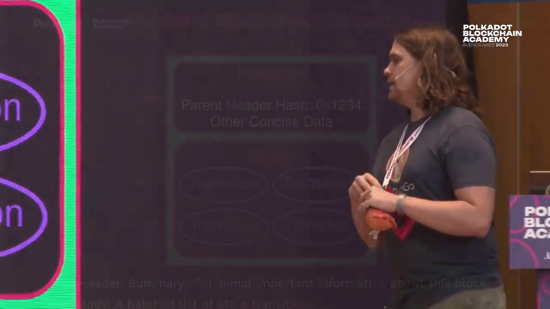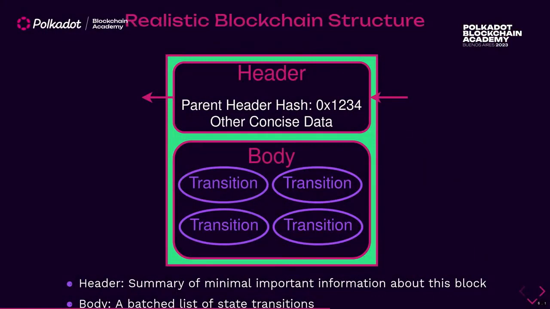So the block is actually split into a header and a body. The header is basically a minimal summary of the important information about the block. And then the body is essentially the state transition, but as you can see here, it's actually not one transition. It's a batched, ordered list of state transitions.